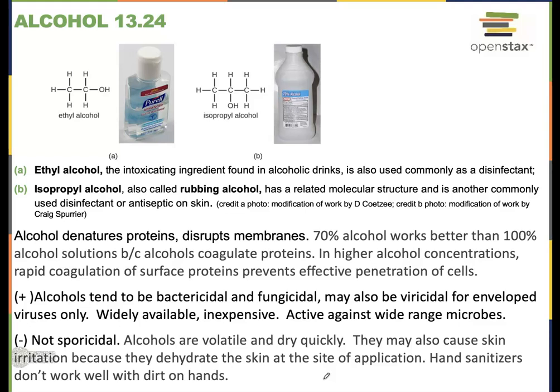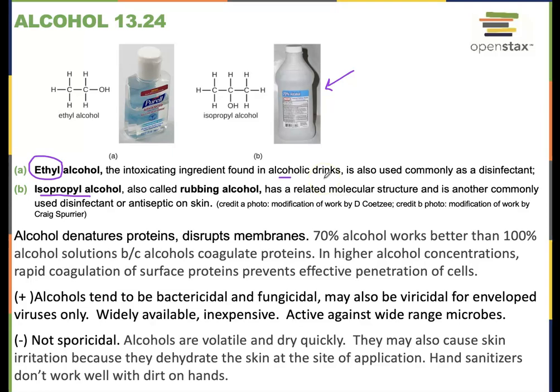All right, alcohol's next. So this is a really common form of antiseptic, and it can also be a disinfectant. There's two forms of alcohol here. There's ethyl alcohol, which is the kind of alcohol that's also found in alcoholic drinks. It's called ethanol. And then isopropyl alcohol is the kind that you find in rubbing alcohol. This is toxic. If you drink this, you will die. So don't do that.